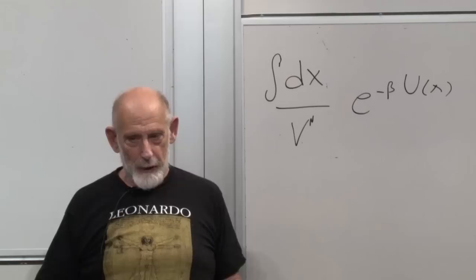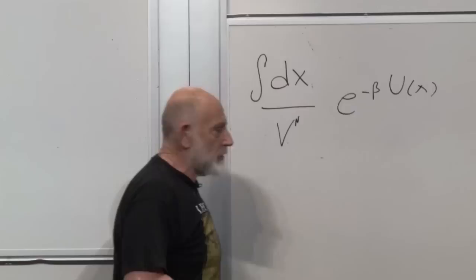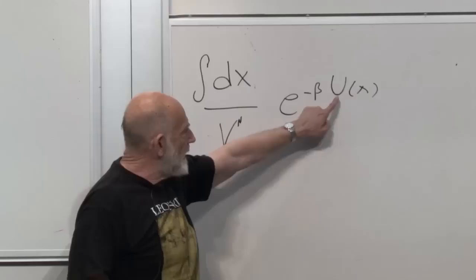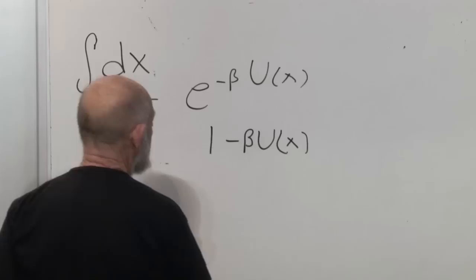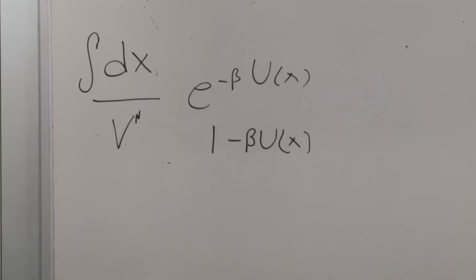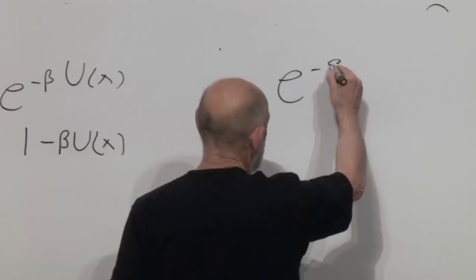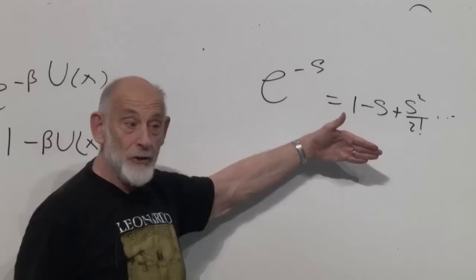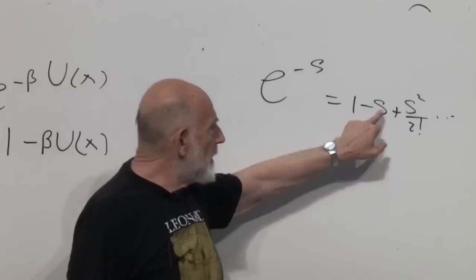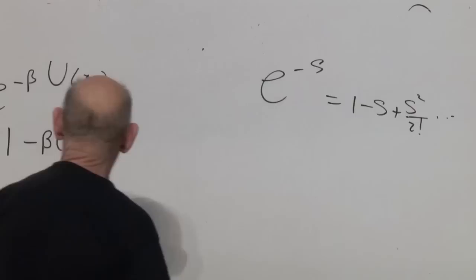If we turn it on very weakly, we can expand this exponential in a Taylor series in the strength of U. But it's very easy. It's just equal to 1 minus beta U of X. Those are the first two terms. What I'm using is that e to the minus something, let's call it s, is equal to 1 minus s plus s squared over 2 factorial, and so on. But when s is sufficiently small, we ignore everything but the 1. But we're interested in keeping track of the correction. The s squared will be much smaller than s if s is small. So let's keep the first correction. That's 1 minus beta u of x.